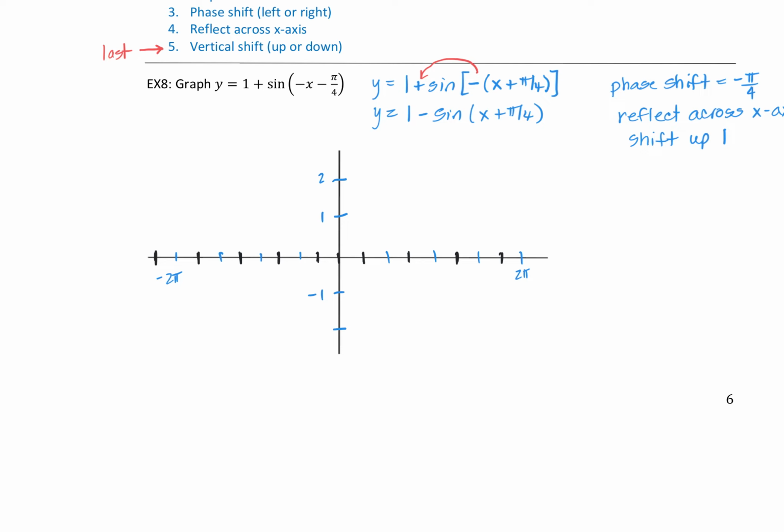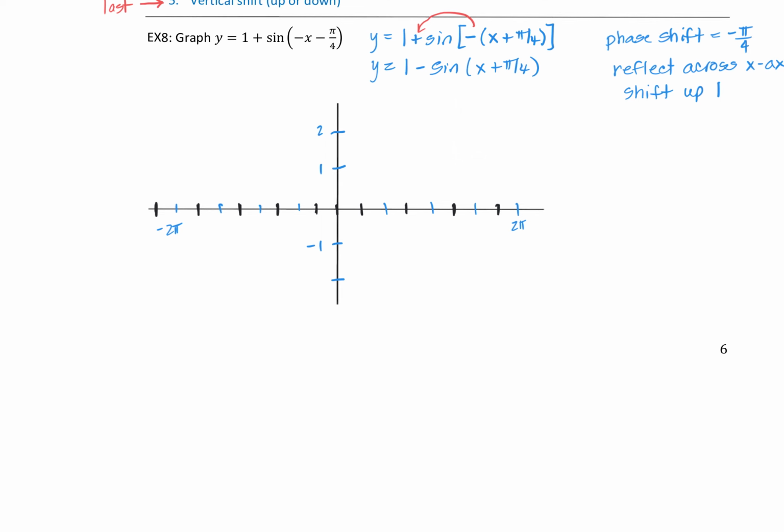Let me just go ahead and sketch the original sine function where we start at 0 and we go to 1. Maybe I'll do it like this, and then 0, -1, and 0. And then we go down and up. Okay, so that was my original sine function.